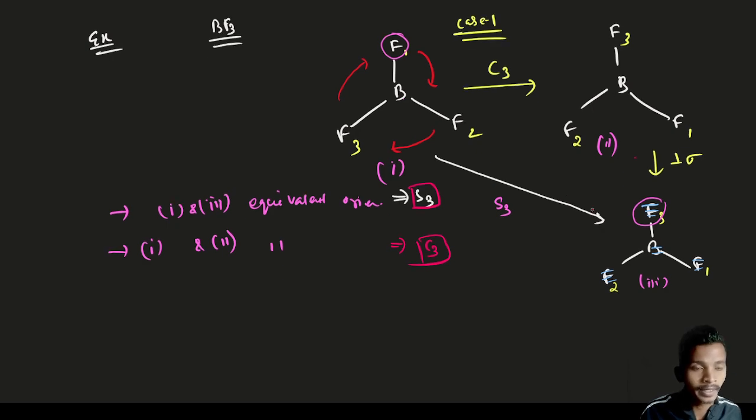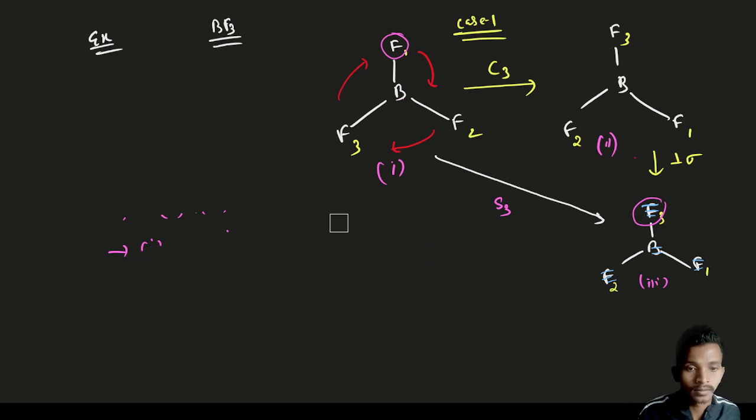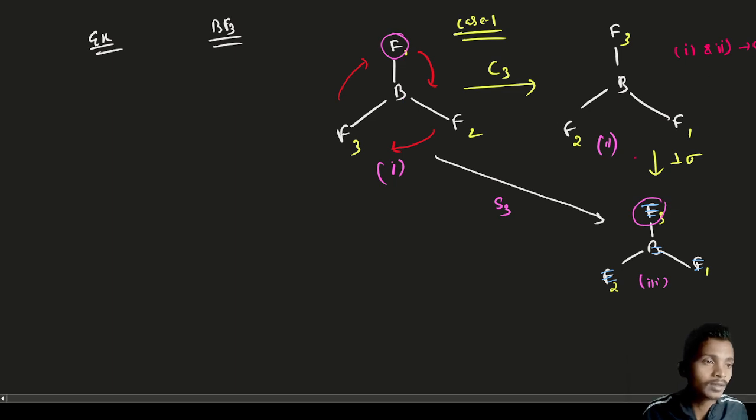In the other case, I will write this one in the corner, because I am drawing another picture here. So 1 and 3, 1 and 2 are equivalent structures. 1 and 2 means C3 is present, and 1 and 3 are also equivalent, so the S3 axis is present.